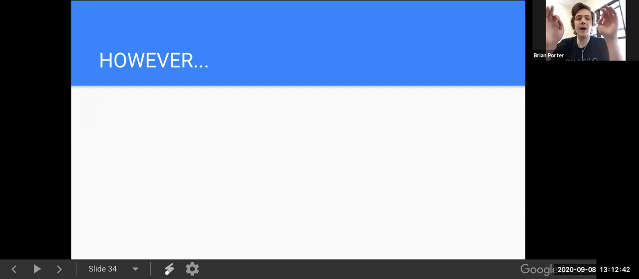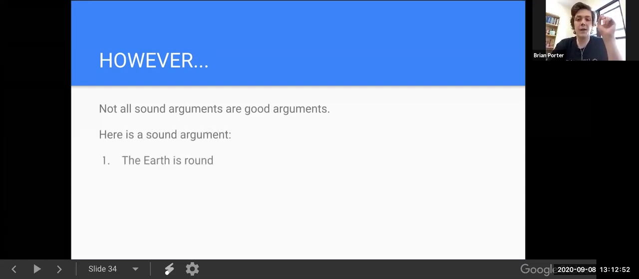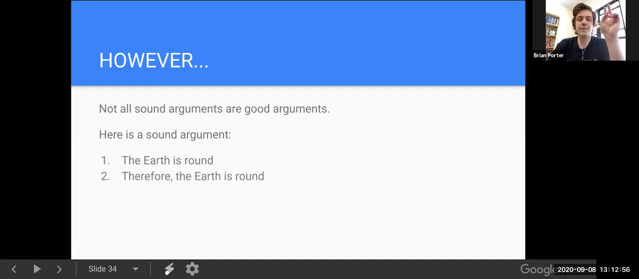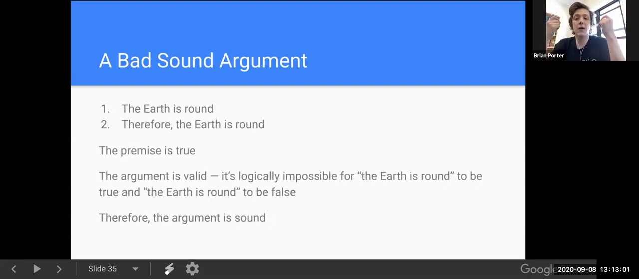However, and this is a very minor point, not all sound arguments are good arguments. So here's a sound argument. One, the earth is round. Conclusion, therefore the earth is round. That's a terrible sound argument. That's what we call a circular argument. But it is sound because the premise is true and the argument is valid. The argument's valid because the premise and conclusion are the same thing. They're both just the earth is round.